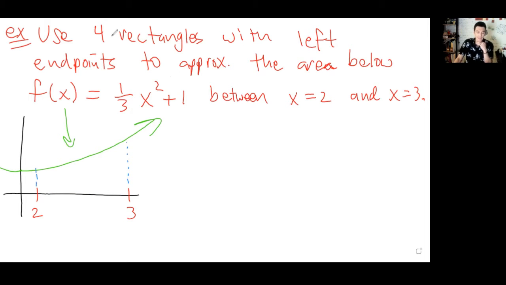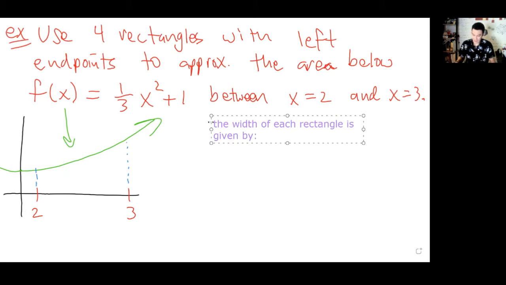So here it says 4 rectangles. If you're going from 2 to 3 and you're supposed to use 4 rectangles that are the same width, exactly how wide should each rectangle be? Here's what we do. Let me create a text box and you guys can jot this down. The width of each rectangle is given by, let me give you a little formula.